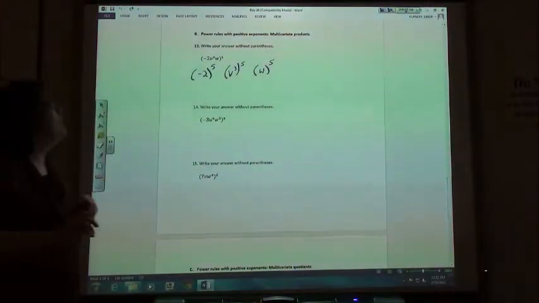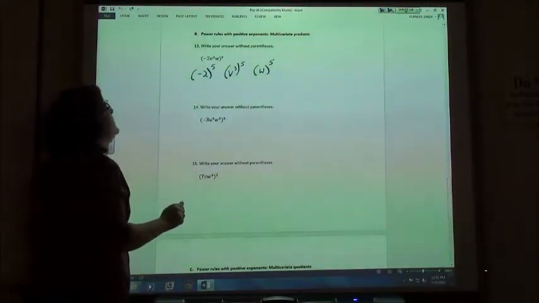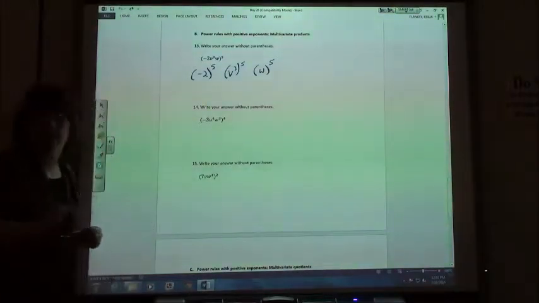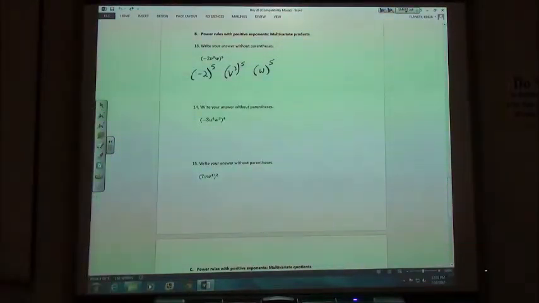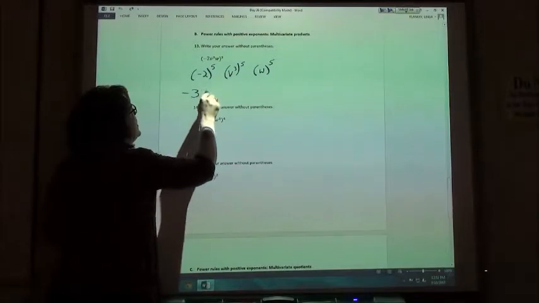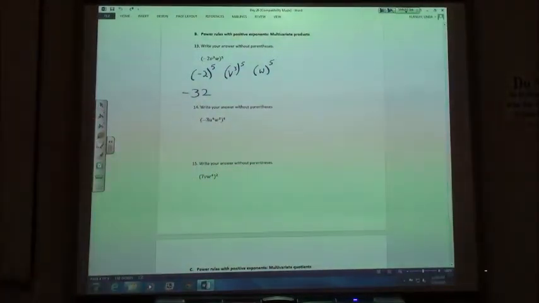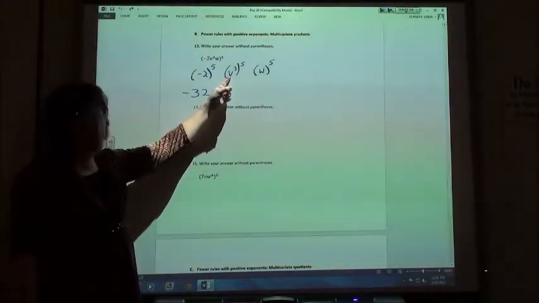So negative 2 to the 5th power gives me... I forgot how to do powers. The caret key, that thingy there, and then 5. Equals negative 32. So if you took negative 2 times negative 2 times negative 2 times negative 2 times negative 2, you get negative 32.